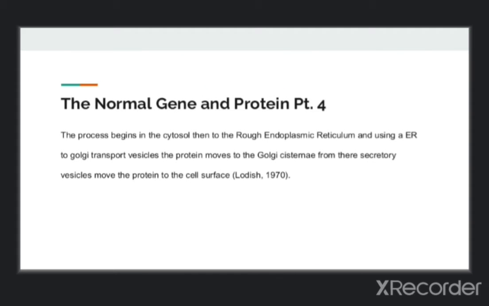The normal gene and protein, part 4. The process begins in the cytosol, and then goes to the rough endoplasmic reticulum, and then using an ER to Golgi transport vesicle, the protein moves to the Golgi cisternae, from the secretory vesicles that move the protein to the cell surface.